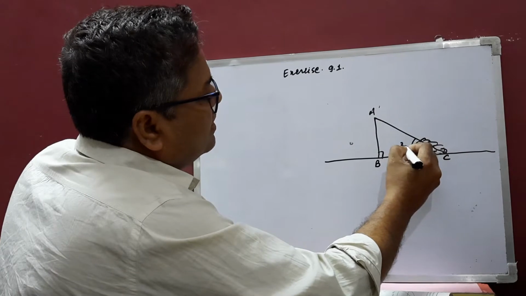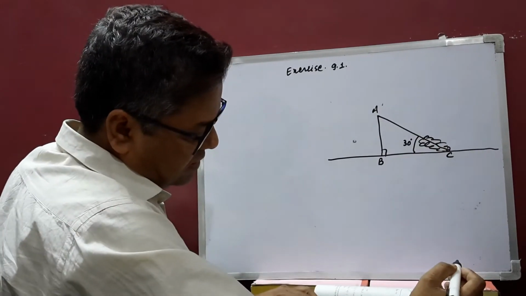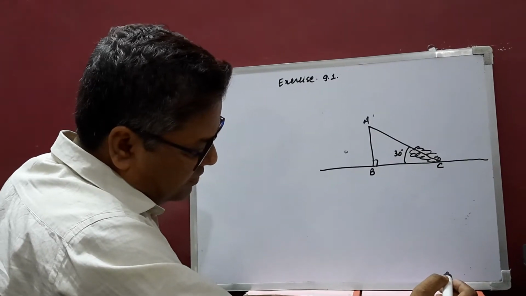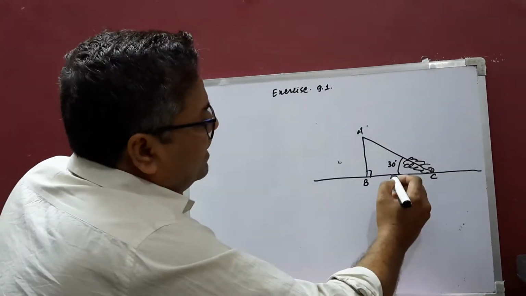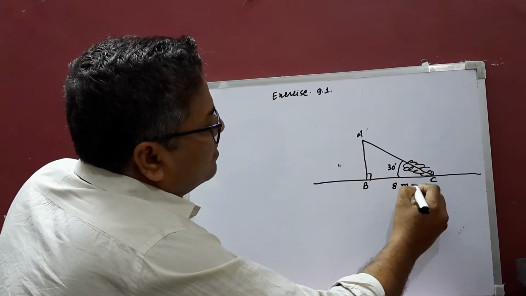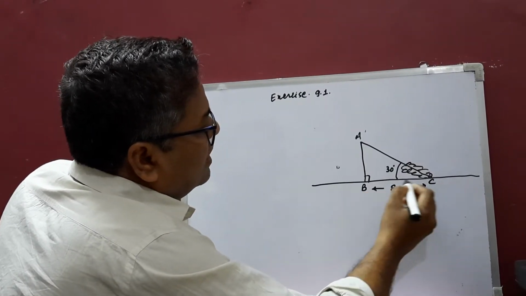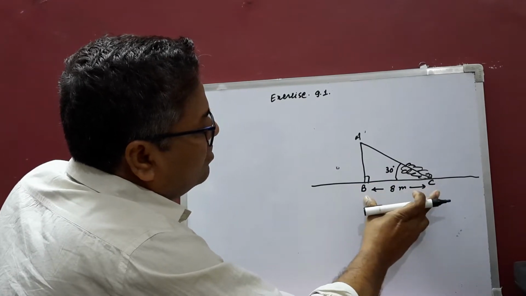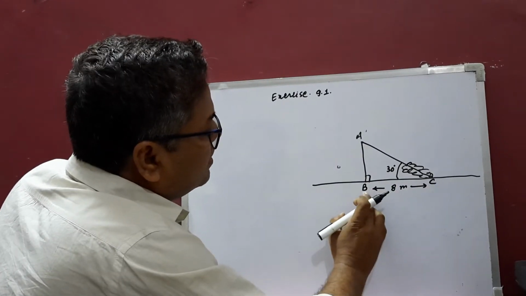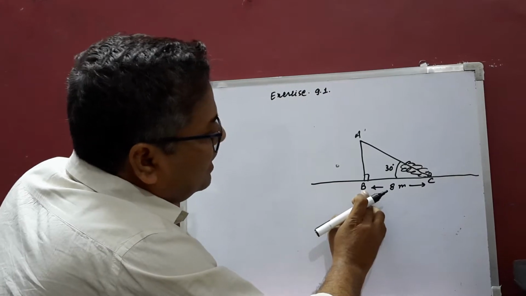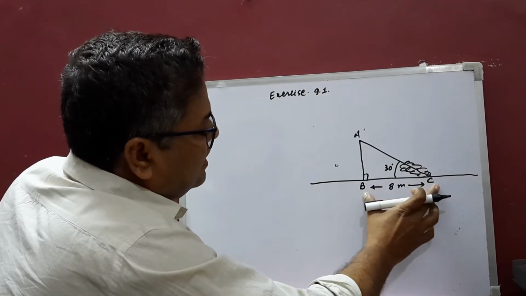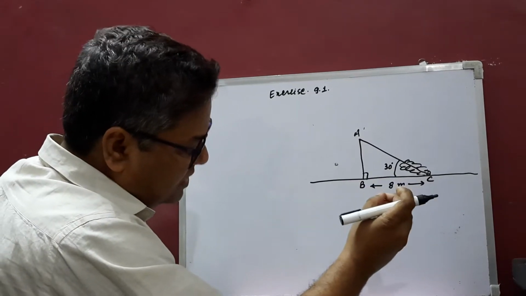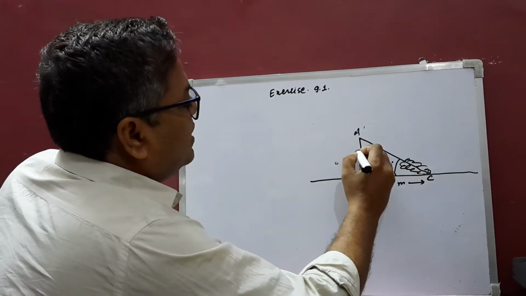This is the 30 degree. The distance between the foot of the tree and the point where the top touches the ground is 8 meter. This is the 8 meter, and this is the top of the tree and this is the foot of the tree. According to the question, the distance between the foot of the tree and the top of the tree is 8 meter. We have to find the height of the tree.